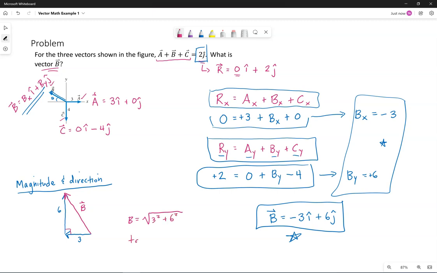And then the angle, I'm just going to talk about this angle for just a minute. The tangent of that angle would be 6 over 3. So inverse tangent of 2 would be 63 degrees. Let me go ahead and find the magnitude while I'm at it. 6.7. Technically, we should just have 1 sig fig.